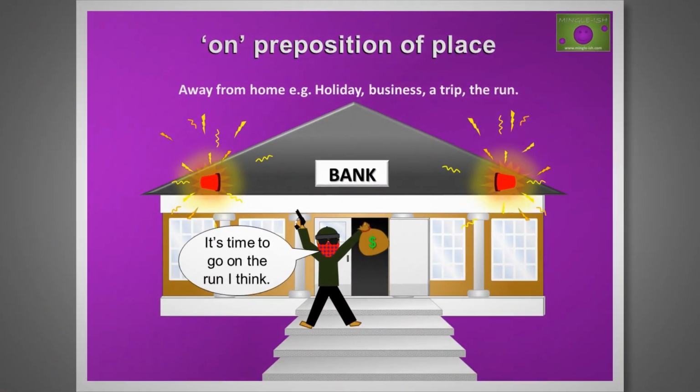"On" is used as a preposition of place to show you are away from home. For example, holiday, business, a trip, or the run. It's time to go on the run, I think.